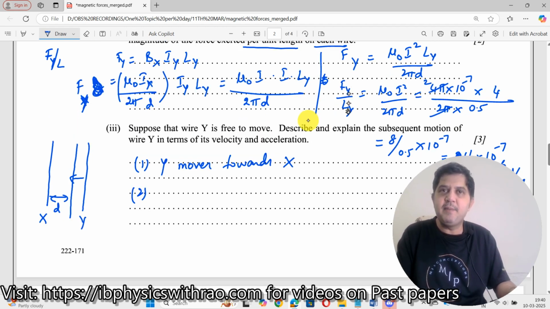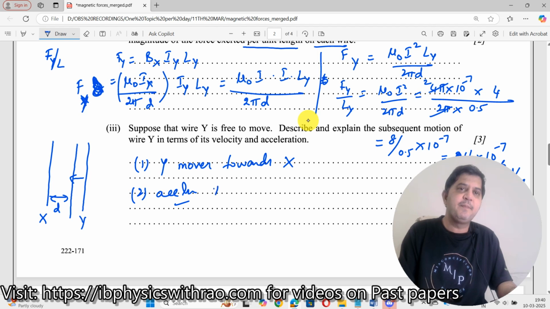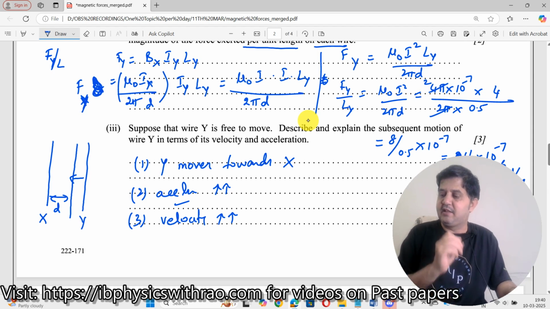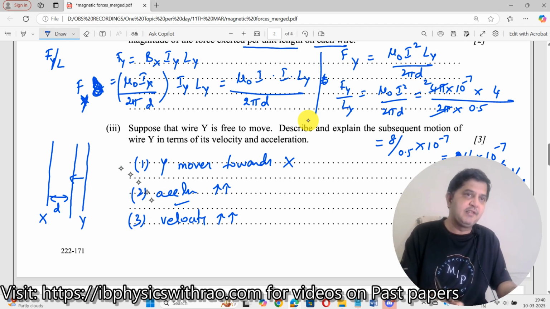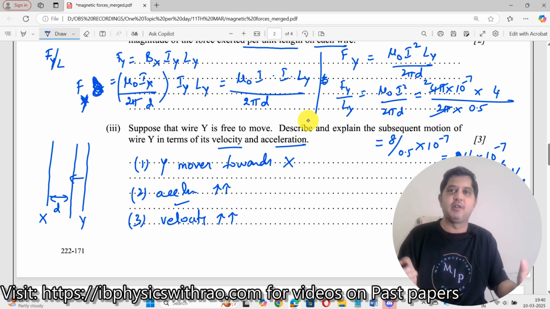See, this Fy by Ly is proportional to 1 by d. Current is not changing, 1 by d. Which means when the denominator decreases, this quantity will increase, right? So the force will increase. When the force increases, the acceleration increases, right? Then when the acceleration increases, the velocity will also increase. Then anything else happens? Nothing else happens. So this is what happens until here. You need to describe the subsequent motion of Y in terms of velocity and acceleration. Describe all of it, right?